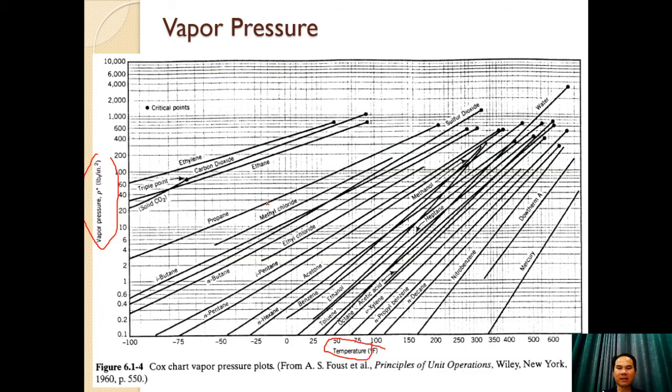For this chart, if you would like to know the vapor pressure, you have to know at least one intensive property, or 1 degree of freedom. This means temperature. If you know the temperature, you can evaluate the vapor pressure. Let's take an example.